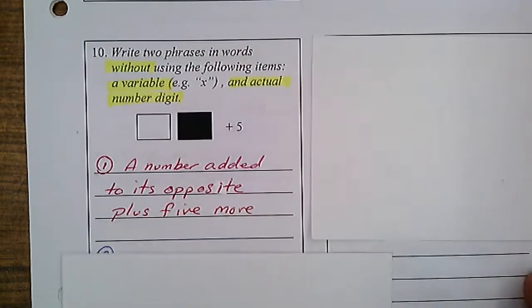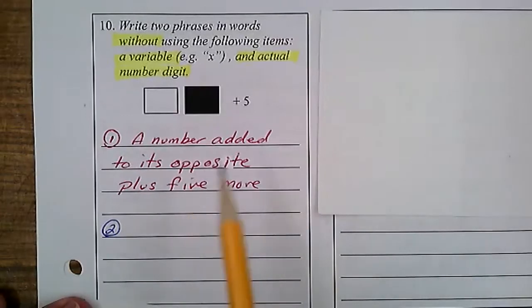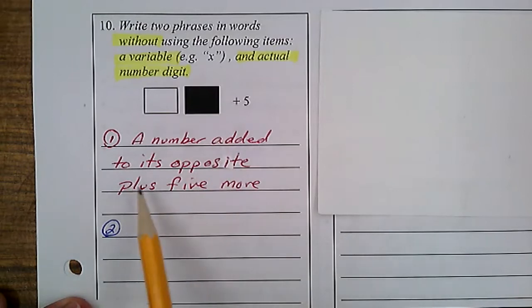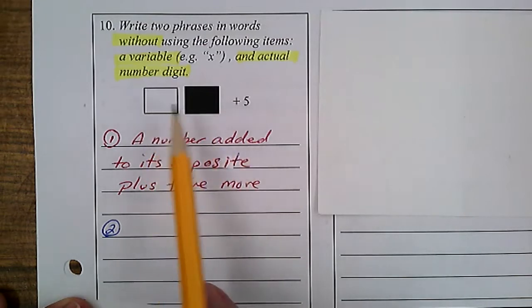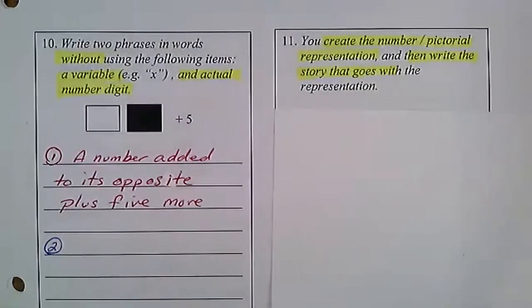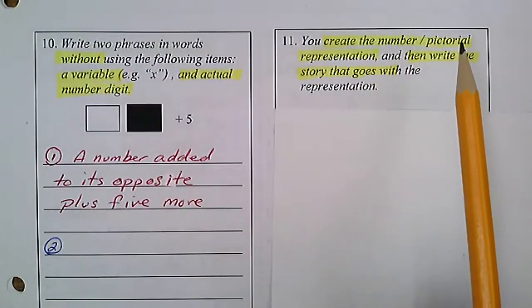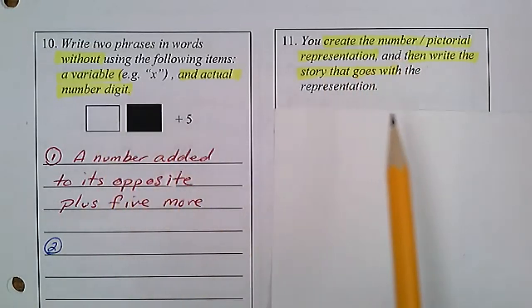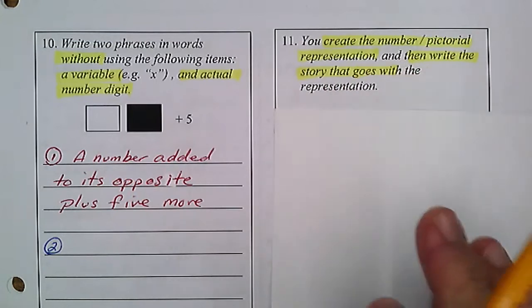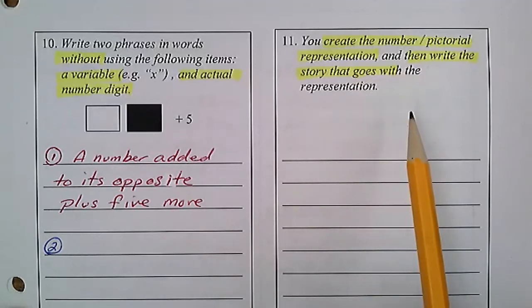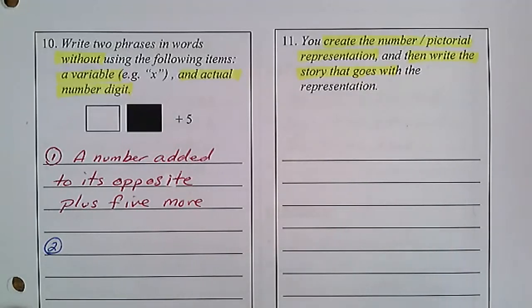Okay, now you need to come up with a second way to say that, but now you can't use the word add because I've already used that, and you also can't use the word plus. So you need to come up with a different way to communicate what you see here. Okay. All right, and then number 11, you create the number and pictorial representation, right? So you're going to create the little picture, and then you're going to write a story that goes with it. You need to draw your picture, your pictorial representation, and then you're going to write the story.